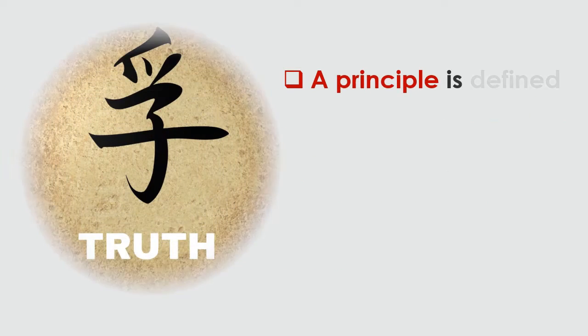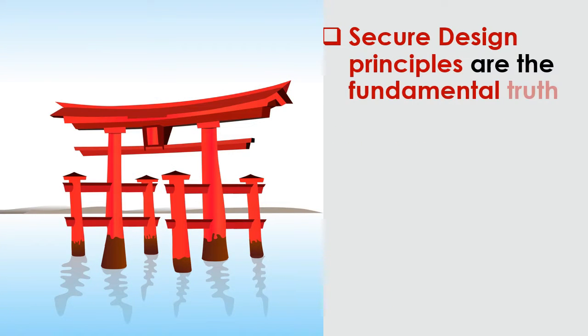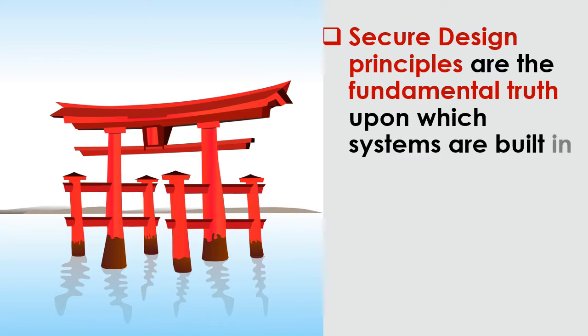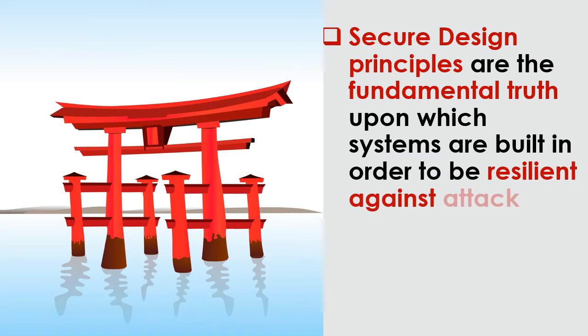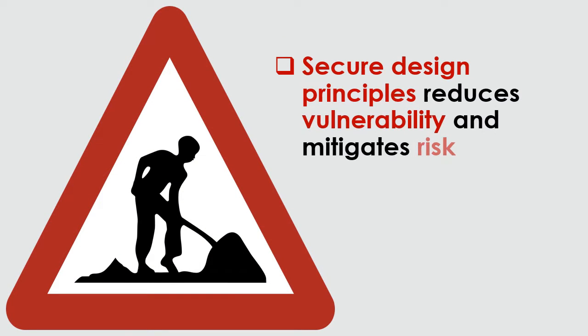A principle is defined as a general or fundamental truth. Secure design principles are the fundamental truths upon which systems are built in order to be resilient against attack. Secure design principles reduce vulnerability and mitigate risk.